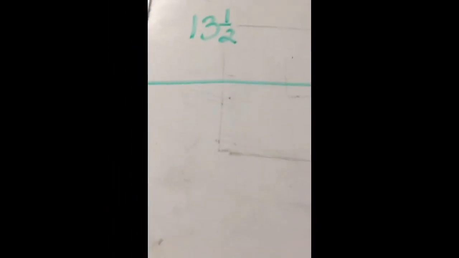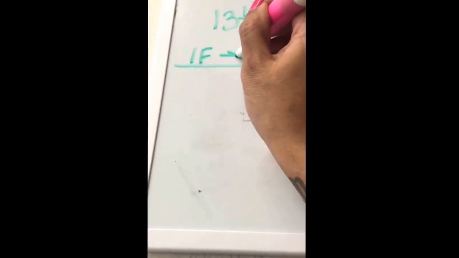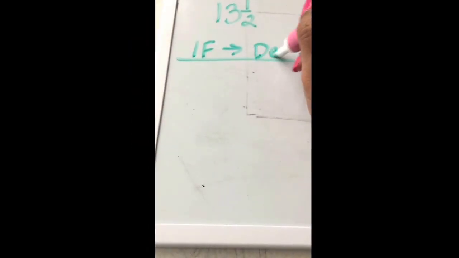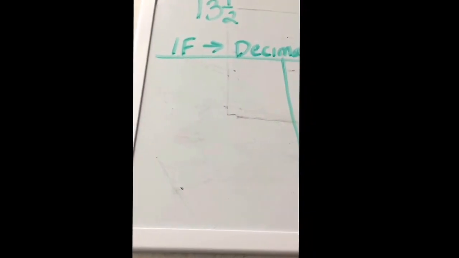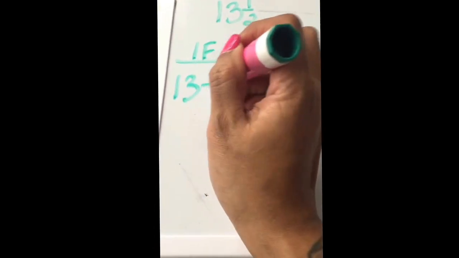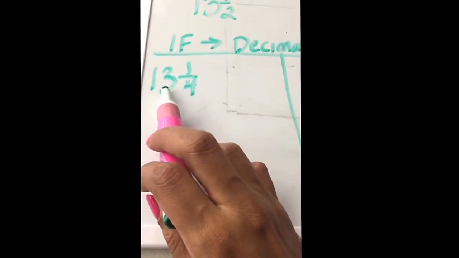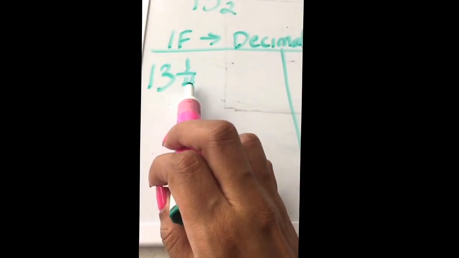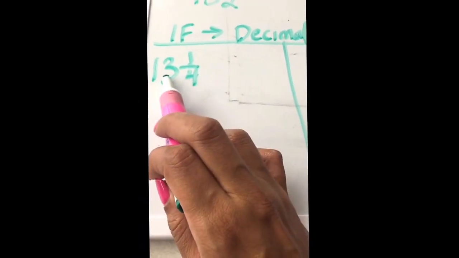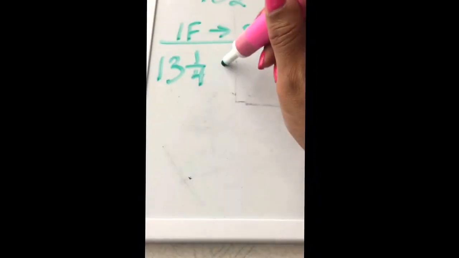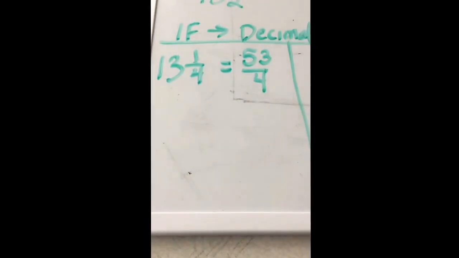The first way I can see is a kid changing this to an improper fraction first, and then we're going to do our decimal work. I have 13 wholes, and if I broke up all 13 wholes into 4 pieces, then I would have 52 pieces. So I have 52 little pieces plus one more. So I have 53 fourths.